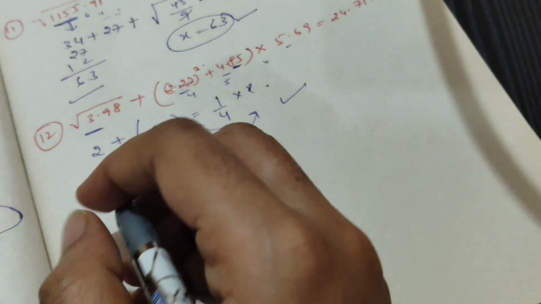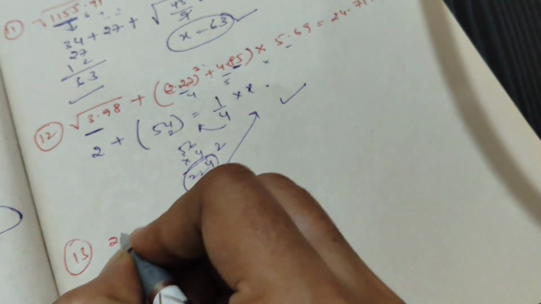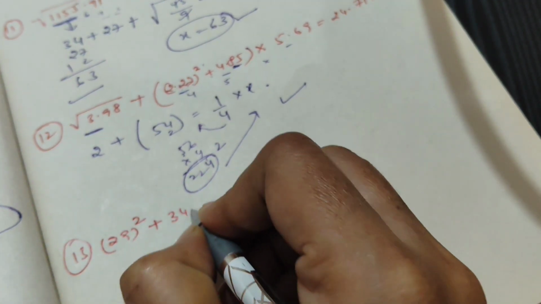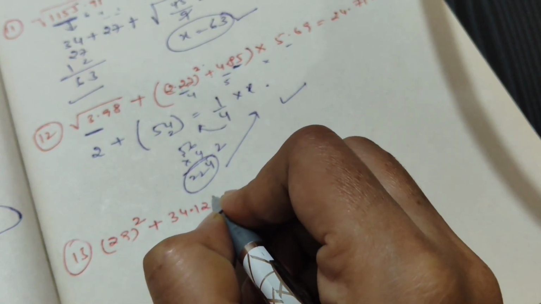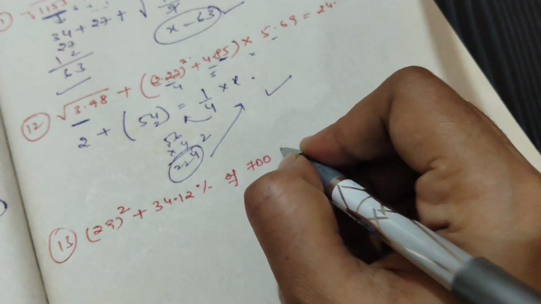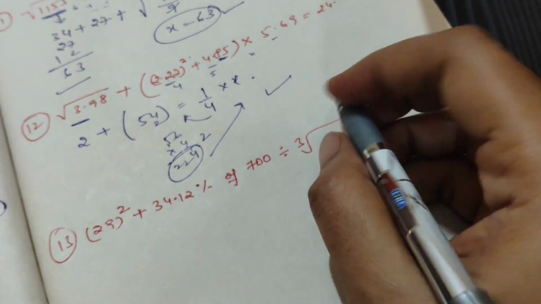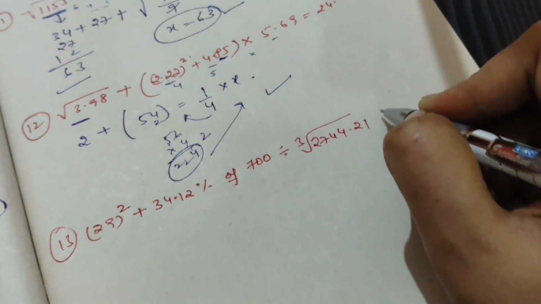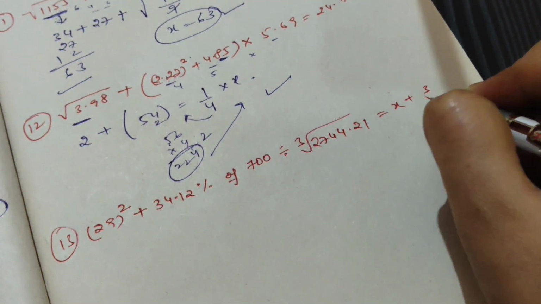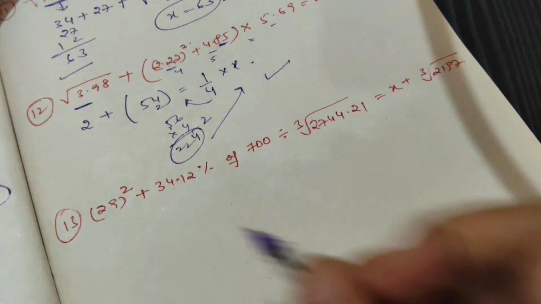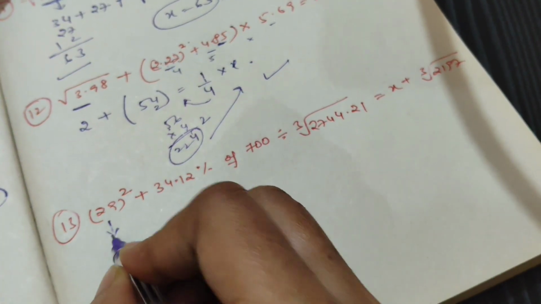Thirteenth question. 29 whole square plus 34.12% of 700 divided by cube root of 2744.21 equal to x plus cube root of 2197. Okay, 29 square is 841.